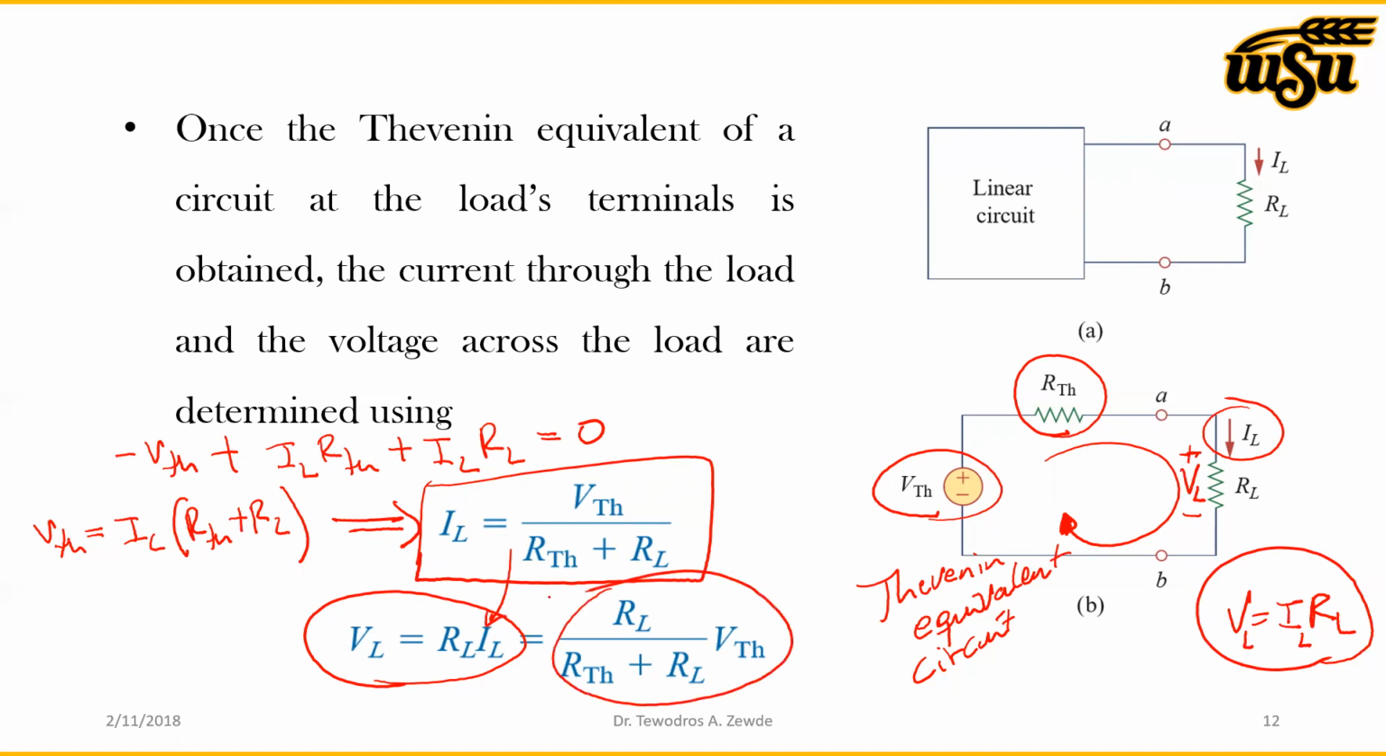And if you see, this is nothing but the voltage division rule. Since RTH and RL are connected in series, we can also use the voltage division rule to determine the voltage across the load resistor without using the current IL. If you know IL, it's easy, you can use Ohm's law, but if you don't know the value of IL, then you can still use the voltage division rule to determine VL. But in both cases, to solve IL and to solve VL, we still need a Thevenin equivalent circuit. That means we need to determine VTH and RTH.